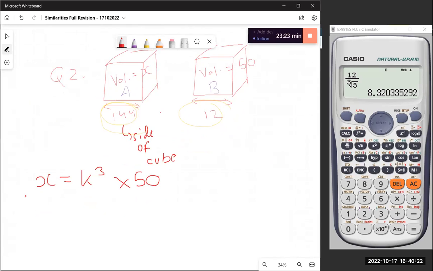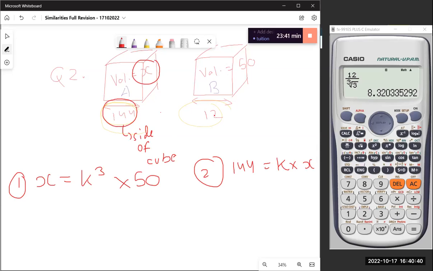That's my first equation. Now what is the second equation I can form? Safa, tell me. 144 is equal to K into 12, because X is volume, and 12 is the side. We have to take the side, so 12. And it can never be the same shape, guys. Okay, gals, it has to be of different shapes.